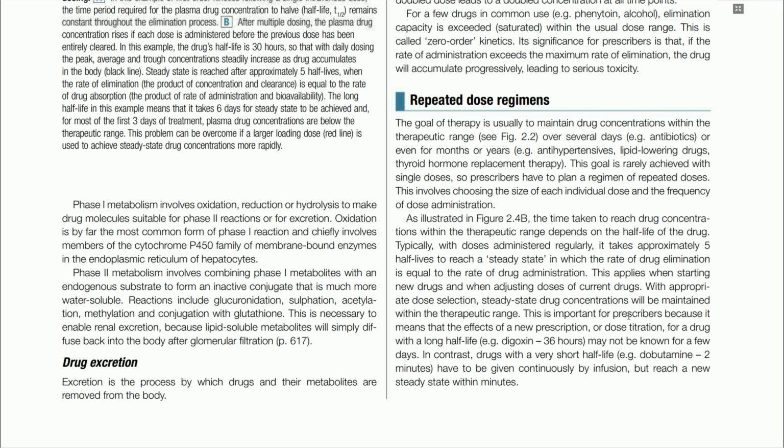This is important for prescribers because it means that the effects of a new prescription or dose titration for a drug with a long half-life, example digoxin, 36 hours, may not be known for a few days. In contrast, drugs with a very short half-life, example dobutamine, 2 minutes, have to be given continuously by infusion but reach a new steady state within minutes.